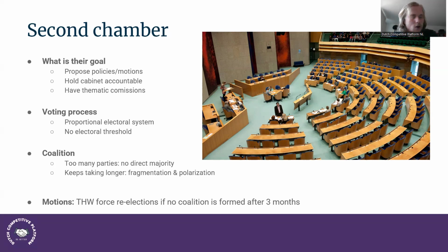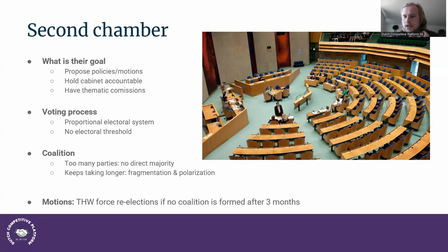There are also commissions, and they are thematic. So let's say you have a commission about education. There are people who are on it and talk about education, discussing their specific niche that they focus on. And this is important for the way policy gets created. So normally what happens is you have a policy that's going to be proposed by either the coalition or a party, for example an opposition party within the second chamber.